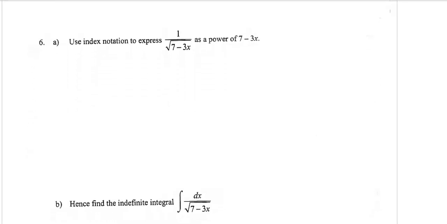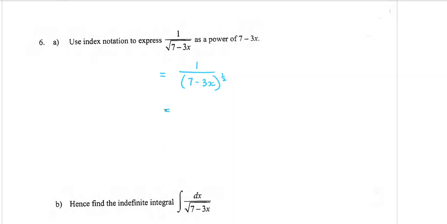Question 6. Use index notation to express 1 over the square root of 7 minus 3x as a power of 7 minus 3x. They're setting us up so that we can integrate it down here. So first of all, change the form. If I do it in a couple of steps, since we've got all this space there for this question, that would be 1 over, put it in brackets, 7 minus 3x to the power of a half, because the square root is the same as the power of a half. I just have to put all that stuff in brackets to do that.